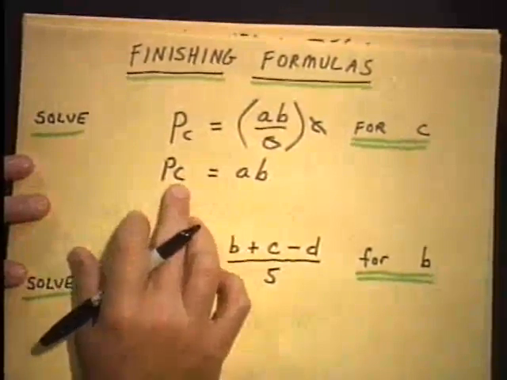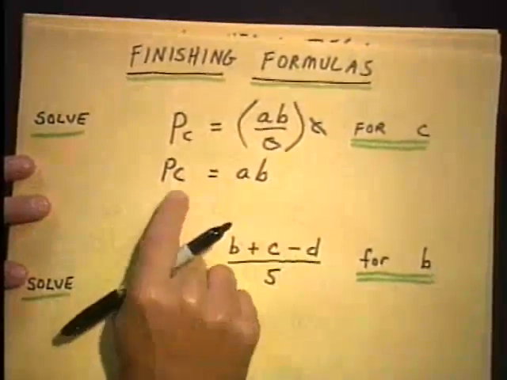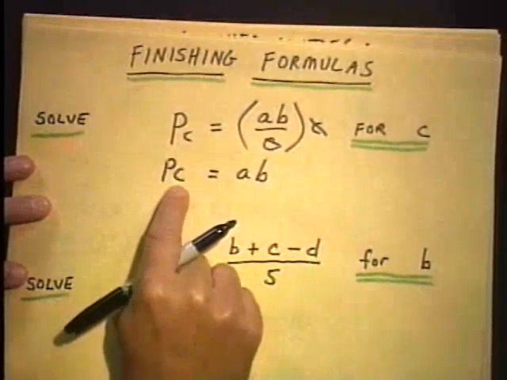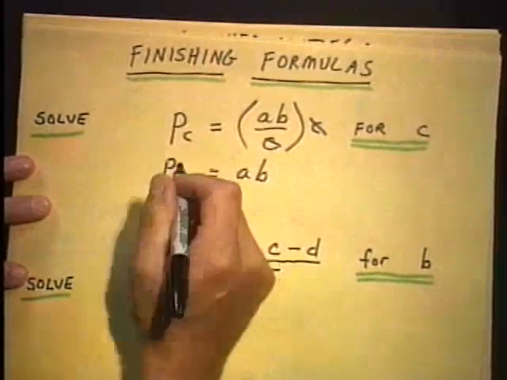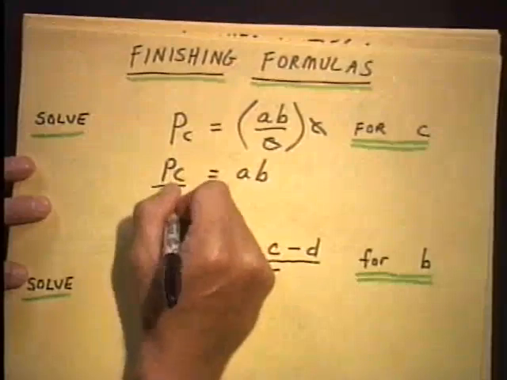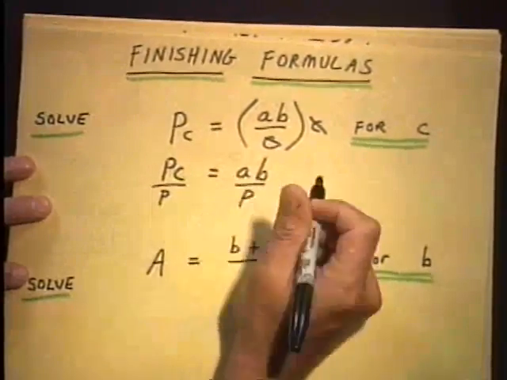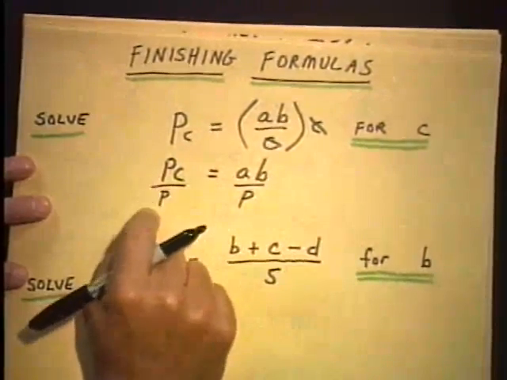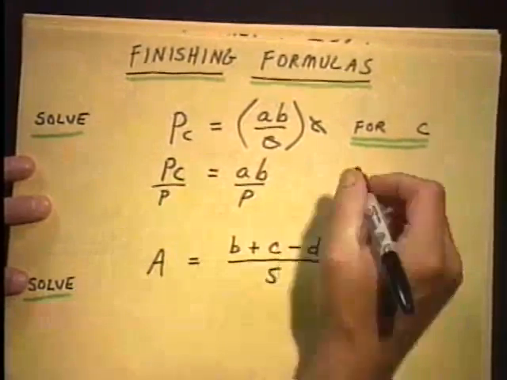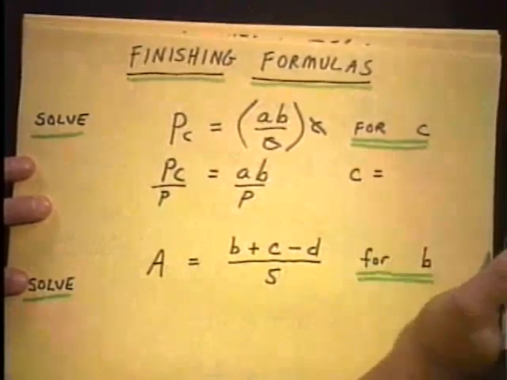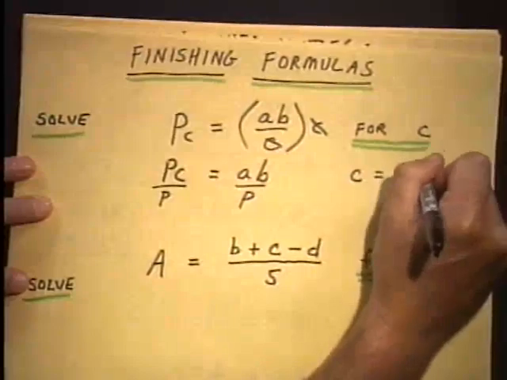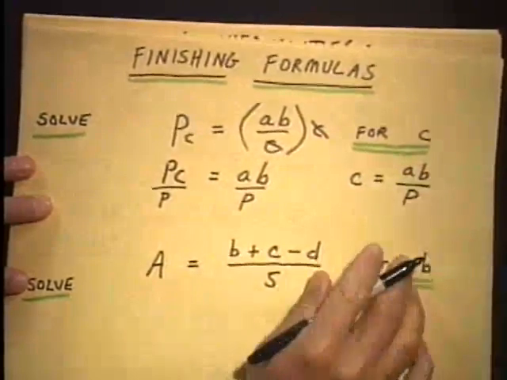Now, in order to solve for C, we want to undo multiplication here. So to get rid of the P, we divide both sides by P. We want to get C by itself, so we divide both sides by P, and that gives us C equals A times B all divided by P.